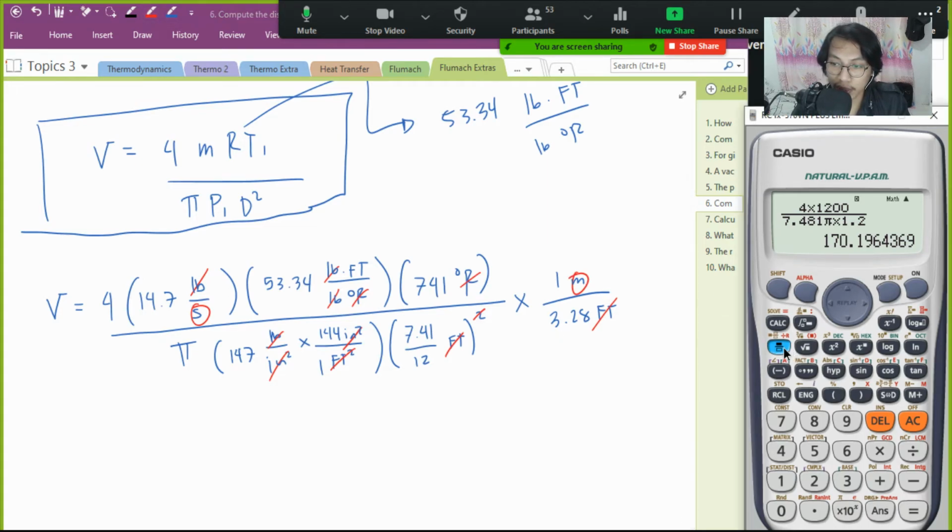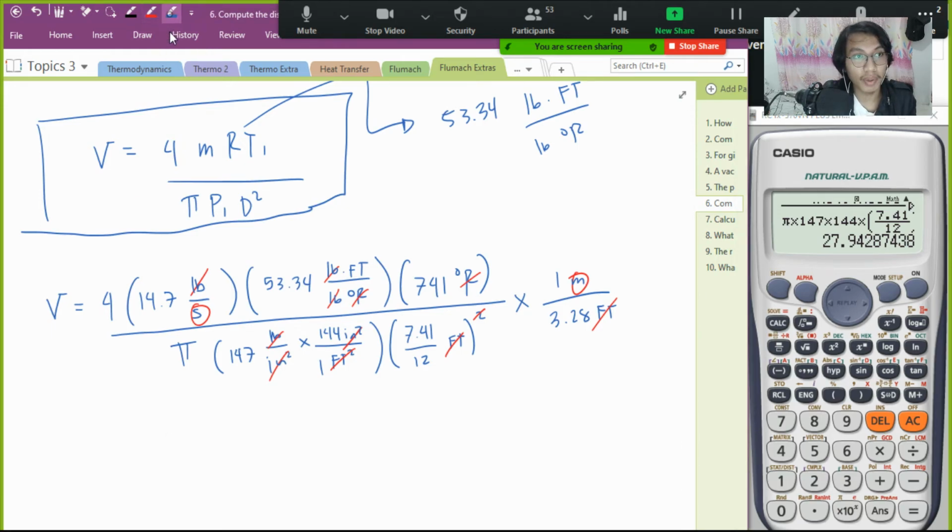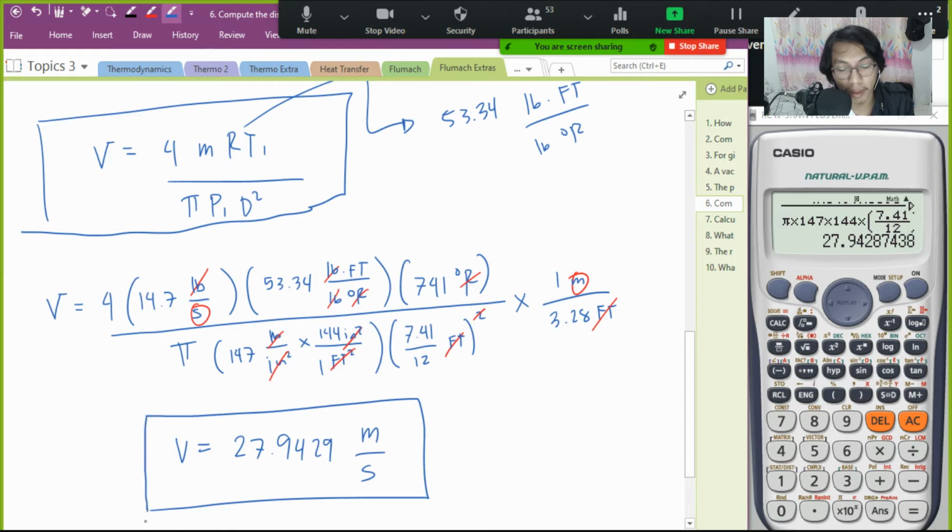Yan. We can now solve for number 6. 4 times 14.7 pala yan, no? Times 53.34 times 741 divide by shift pi times 147 times 144 times 7.41 over 12, divide by 12 raised to 2 times 3.28. The answer will be 27.94. The velocity of air is 27.9429 meters in every second. Very basic. Okay, that is for problem number 6.